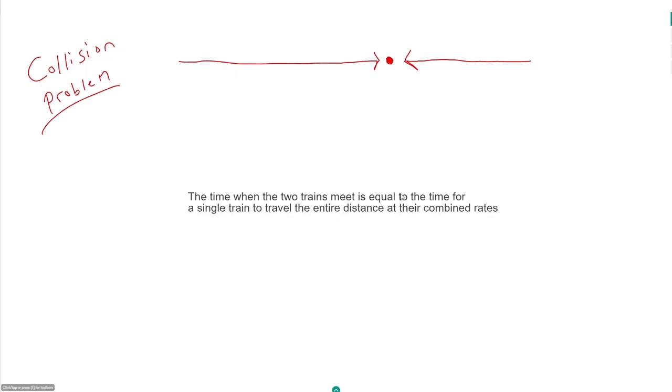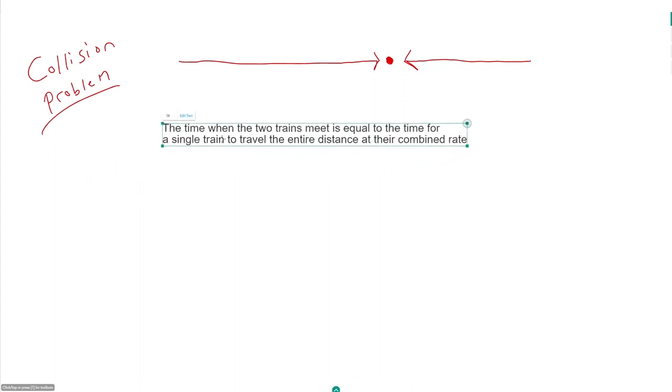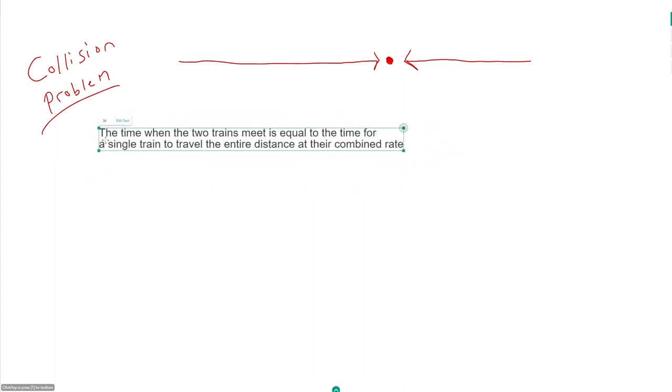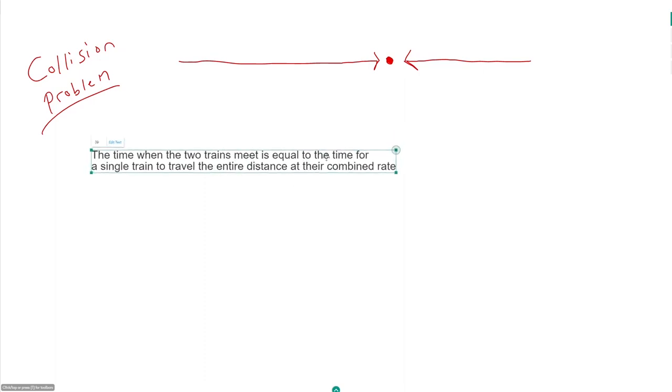The only thing new that you need to know, everything else is just going to be the same sort of rate knowledge we've been learning this whole time. The thing to know for these questions, though, is the time when the two trains meet is going to be equal to the time for a single train to travel the entire distance at their combined rate. And so let's go through what this is saying and why this is.